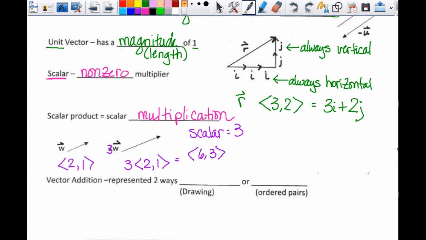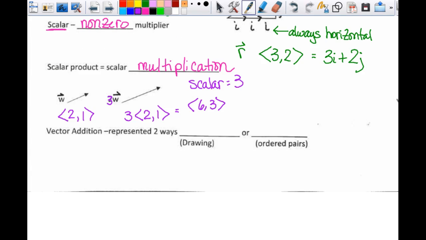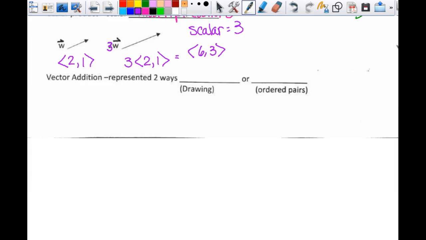All right. Then we have vector addition. It can be represented two ways. The drawing is the geometric, or the ordered pairs would be algebraic. And we will look at examples of those when we actually get to the graph paper part of it.